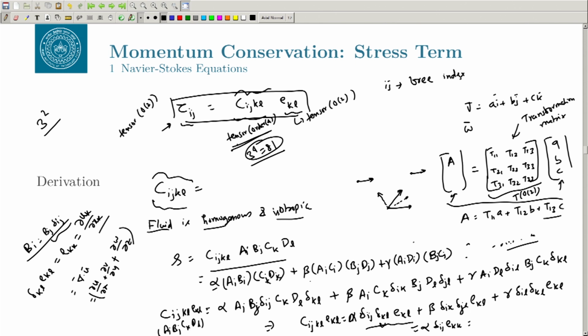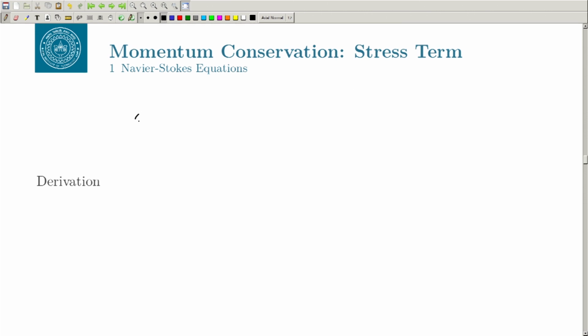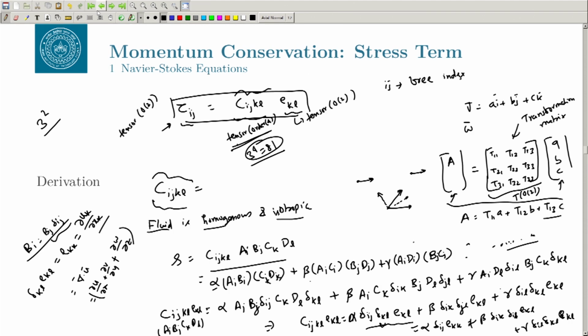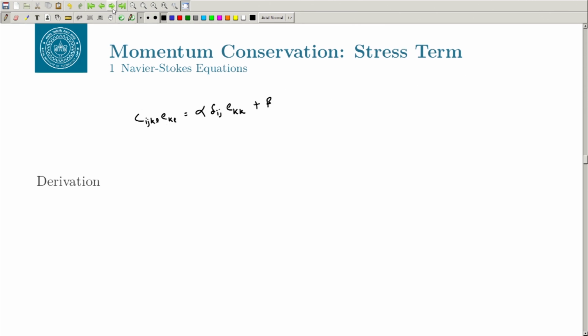So, this is i k and j l. So, you can reduce, basically you can contract it, okay. So, this will become beta delta. If you contract it, this is i k and that will give you delta j l, right, delta i k delta j l and this will be e k l, right. And similarly, you have gamma delta i l delta k l and delta e k l, right. So, if you do the further contraction, you will have c i j k l into e k l will be alpha delta i j e k k, plus beta, you can contract it here, both l and k will be contracted, okay, and what we will get is basically e i j plus gamma e j i, right. This is the expression that you got, okay.